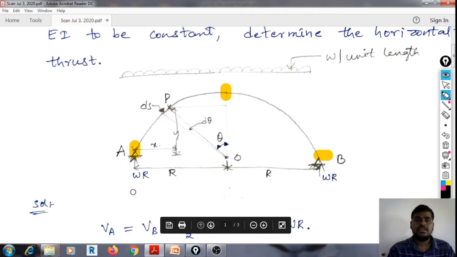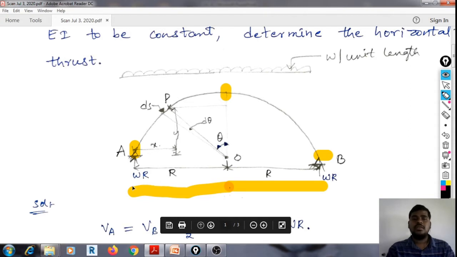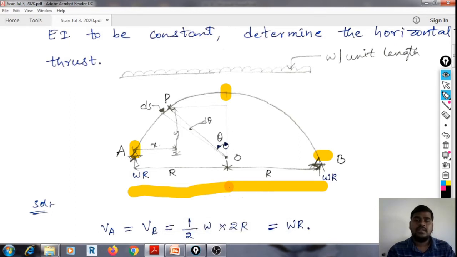So we have the distance from A to the center as r, that is the radius, and from the center to B we have r, that is also the radius. So the total length from A to B is 2r. The angle between the center and a point P here, which we consider as a coordinate, is theta, and if you take a small angle, that is d theta, the distance is ds. Using this ds and d theta, if we integrate, we will get the horizontal thrust.